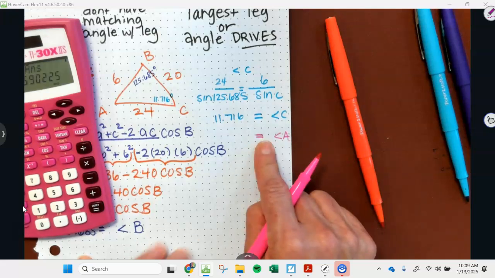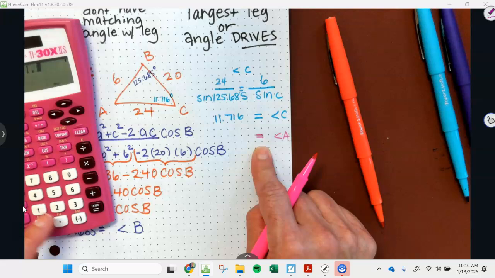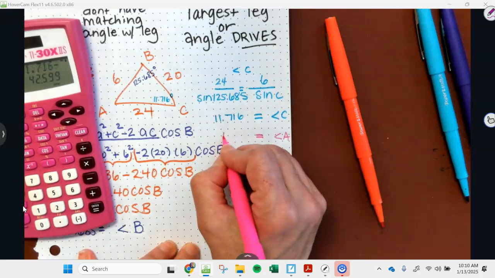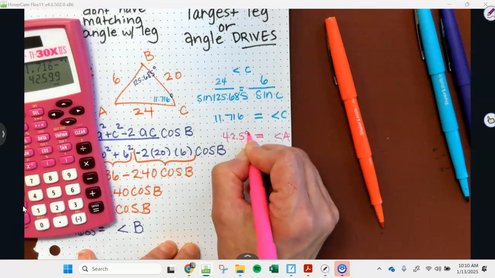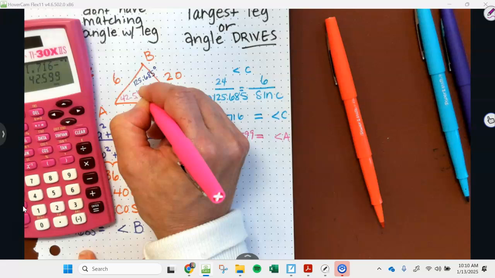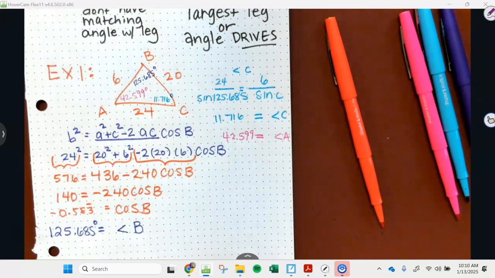So, I'm sorry, angle A. Angle A is going to be 180 minus this stuff, minus the existing angles that we just found. So angle A is 42.599. Okay, that's law of cosines.